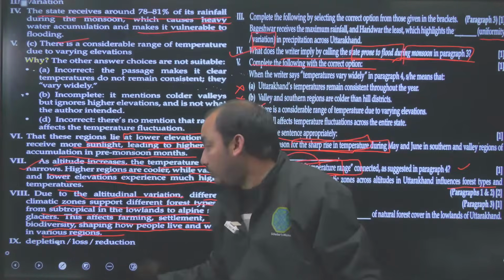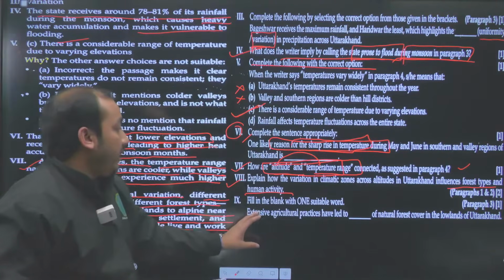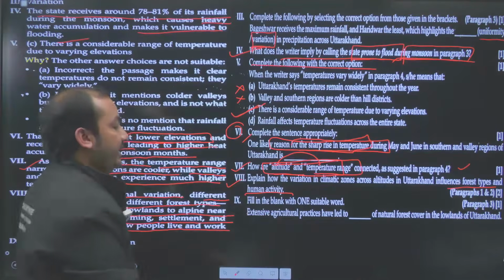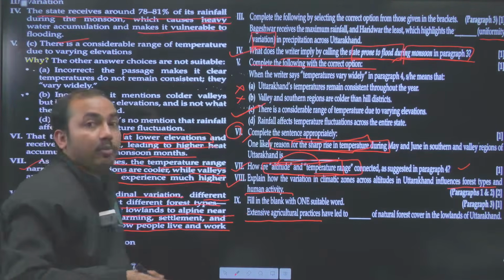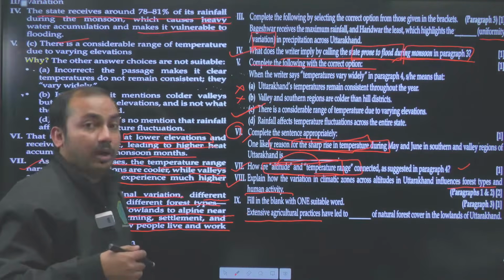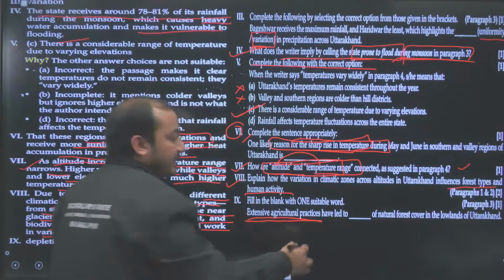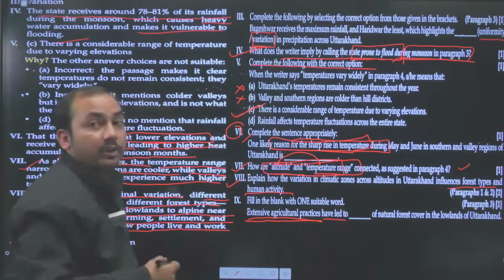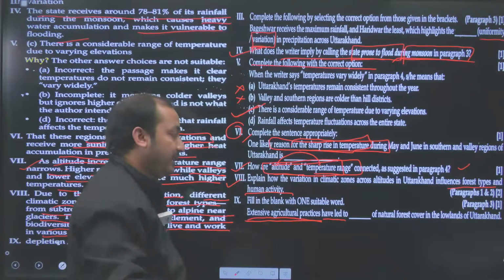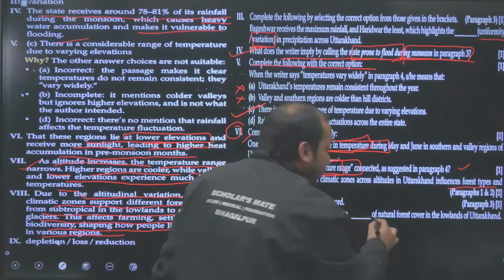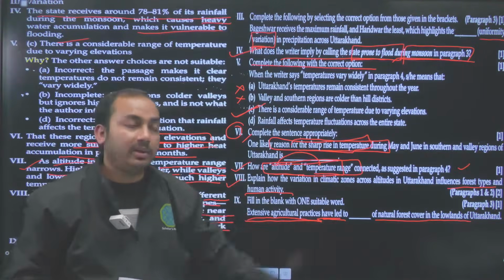Now the last question from the second passage was: extensive agricultural practices. Extensive means utmost and more than necessary, or that we exploit something. Extensive agricultural practices, due to human activity, have led to dash of natural forest cover in the lowlands of Uttarakhand.